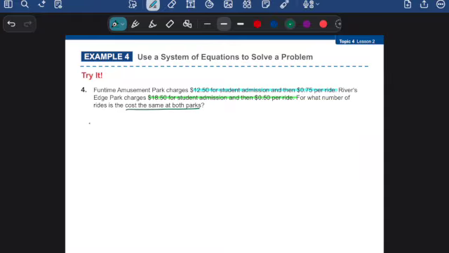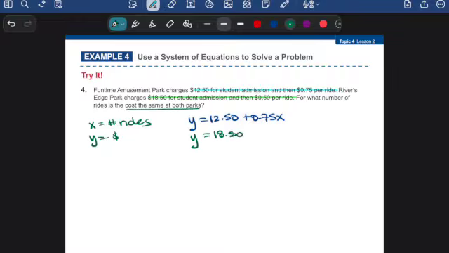So if I'm defining my variables, x is going to be the number of rides, and y is going to be the cost, the amount of money. So for the first equation, the amount of money they spent, well, it's $12.50 to get into the park. That's your initial value, plus 75 cents per ride, or 0.75 times x. Our second equation, the cost is the entrance fee, $18.50, plus the cost per ride. So remember, per ride tells us we have a rate. We're going to be multiplying that by our variable x.